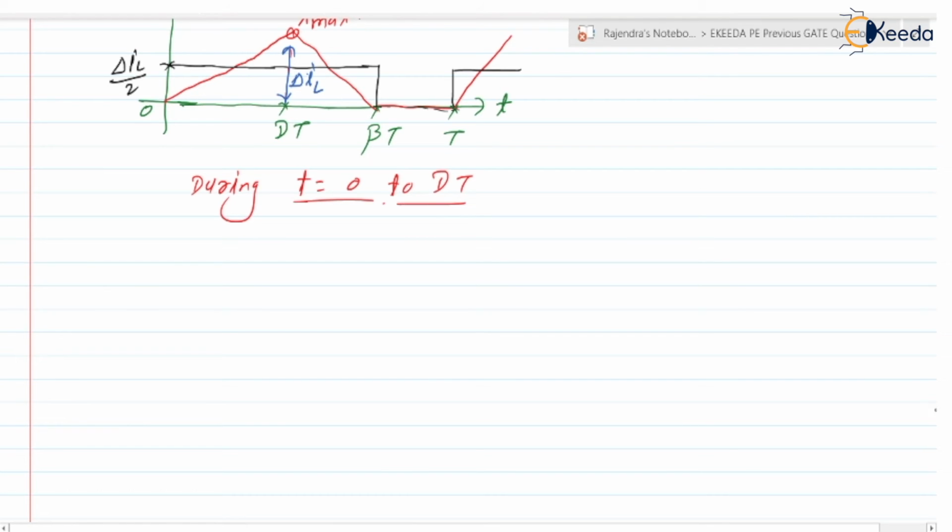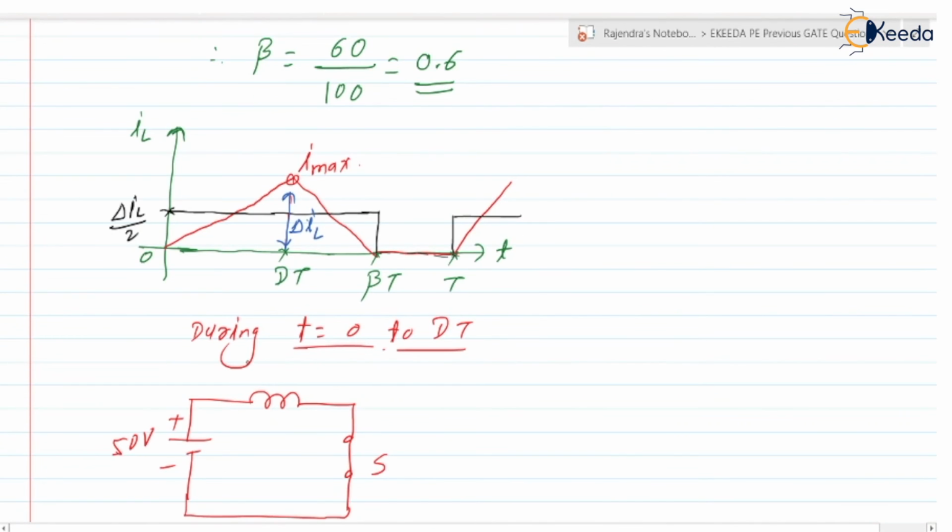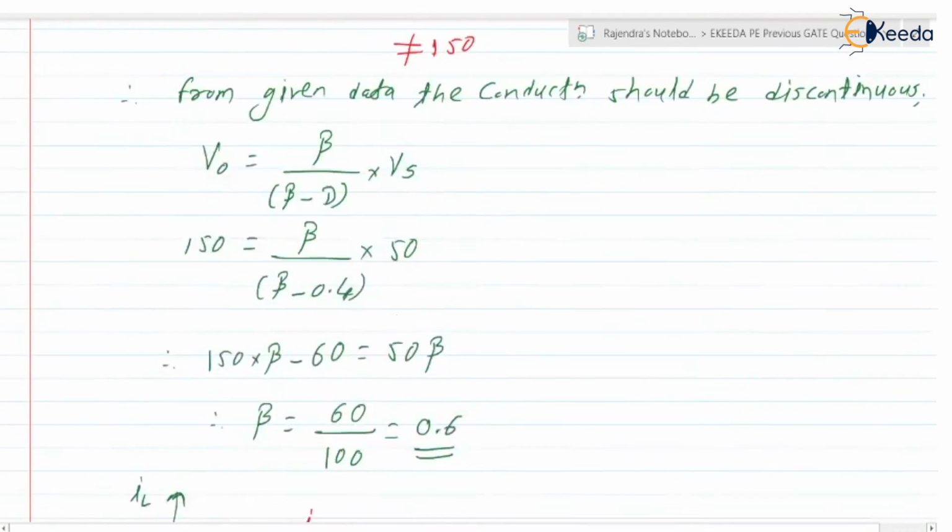Yes, the circuit will be like this. Here we have the supply voltage of 50 volt, the inductor, and here it is a switch. So if you check, the switch is acting as closed. The supply is equal to 50 volt, right? And what about the L value? L is equal to 5 millihenry, and the current given is IL.